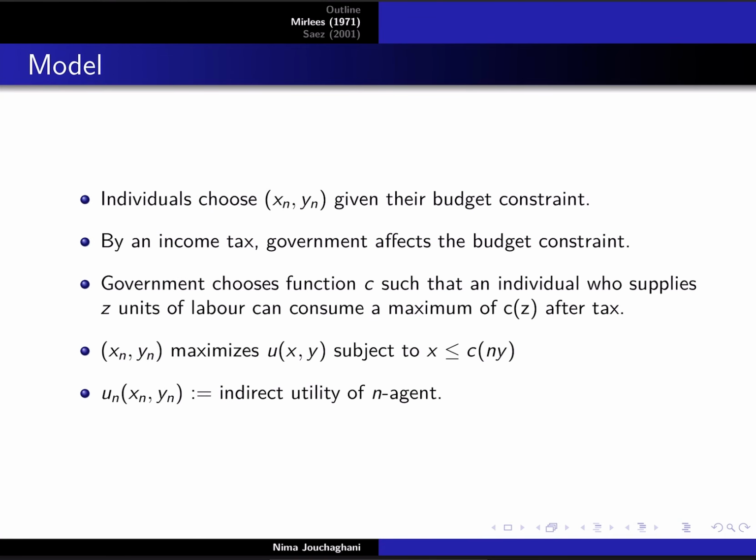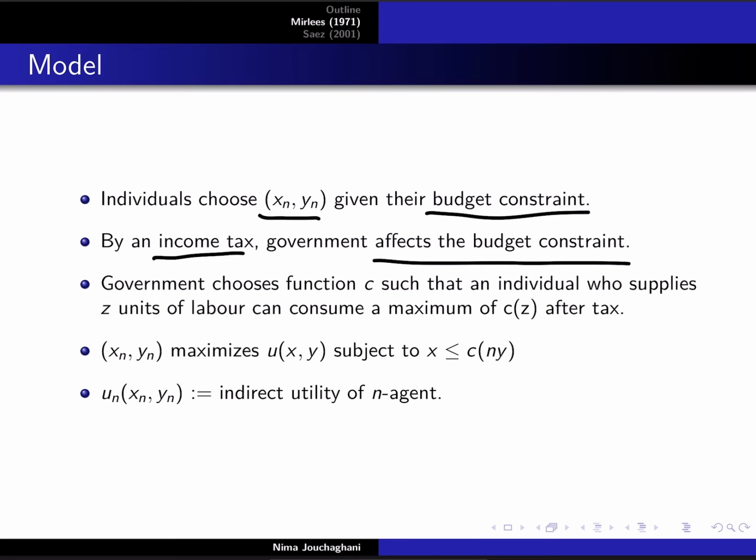So what are the individuals doing? The individuals are choosing this bundle xn, yn, so they're choosing the amount of labor which they supply, or their working time, and they choose their consumption given their budget constraint. The thing here is that the income tax that the government is imposing affects the budget constraint. If your income is endogenously determined by your working time, and there is a tax rate which you need to pay depending on how much income you generate, then the government is directly affecting your net income by an income tax.